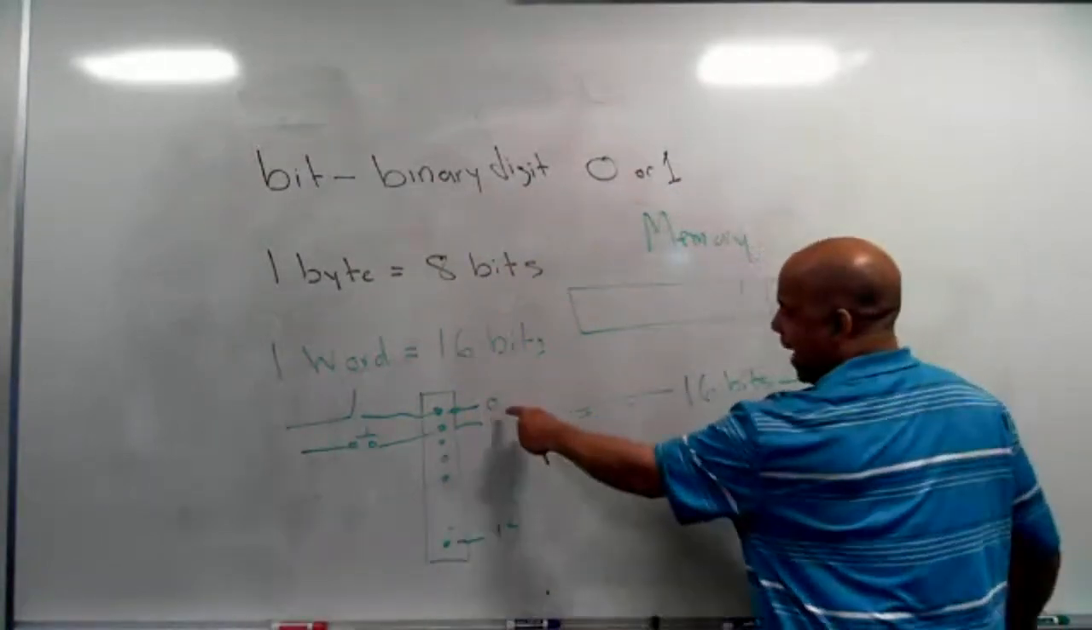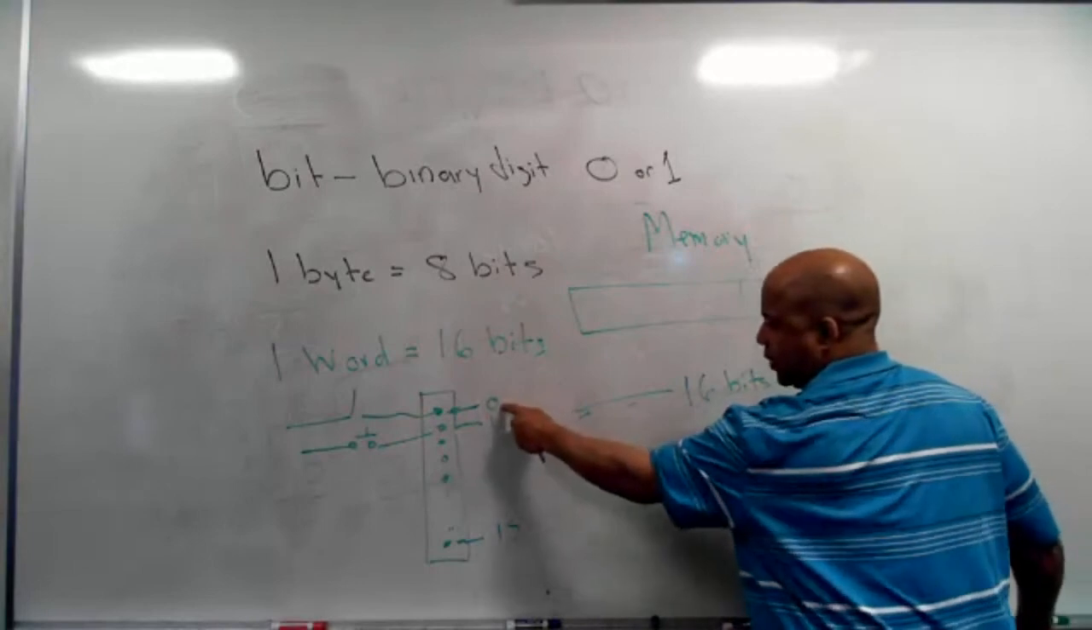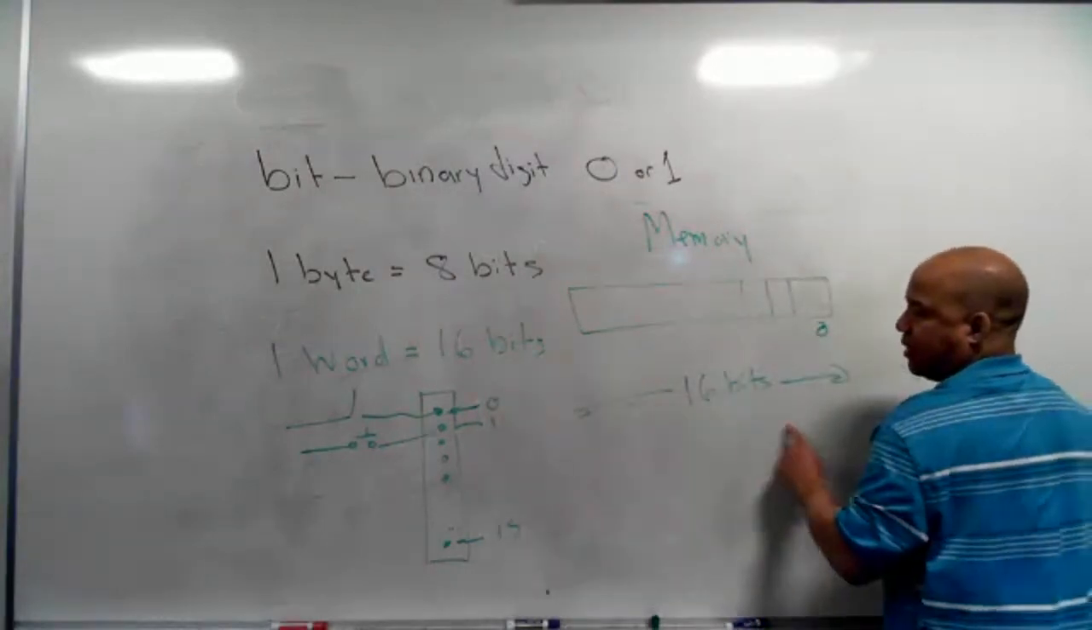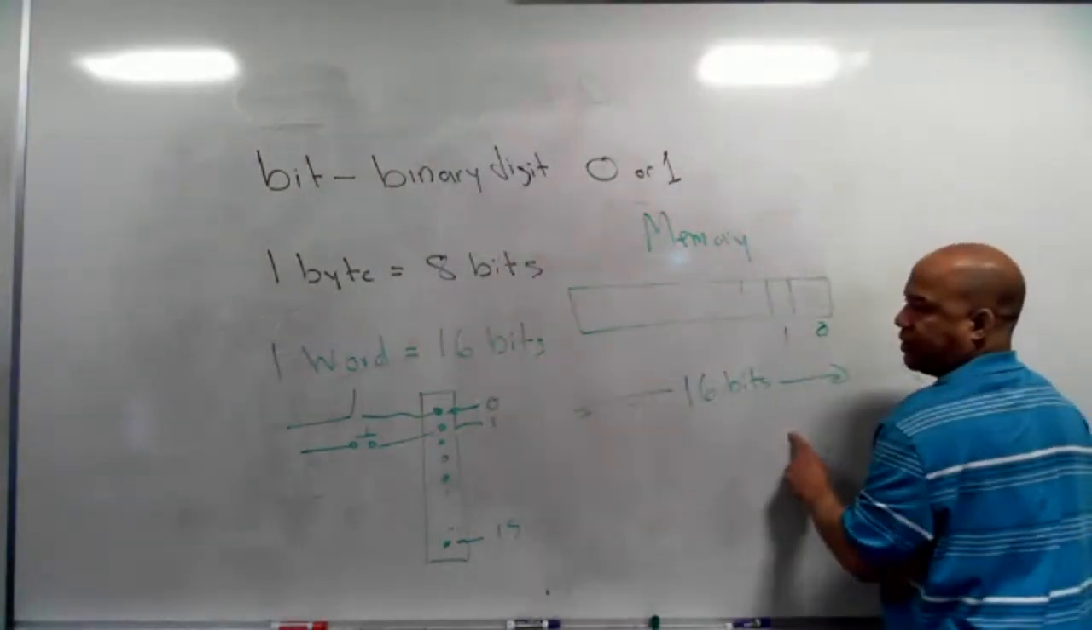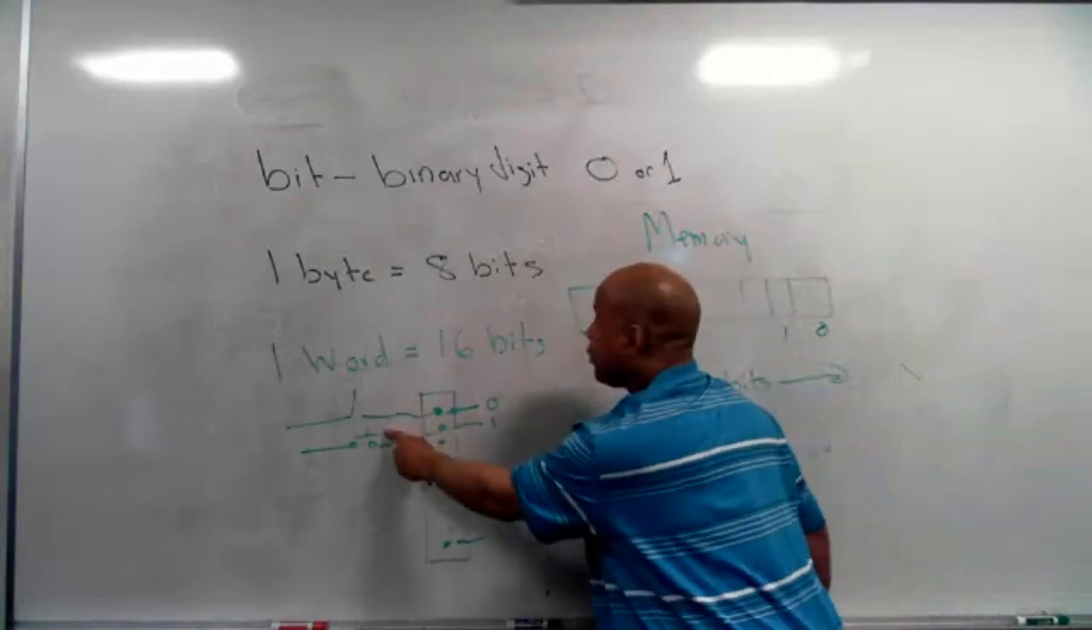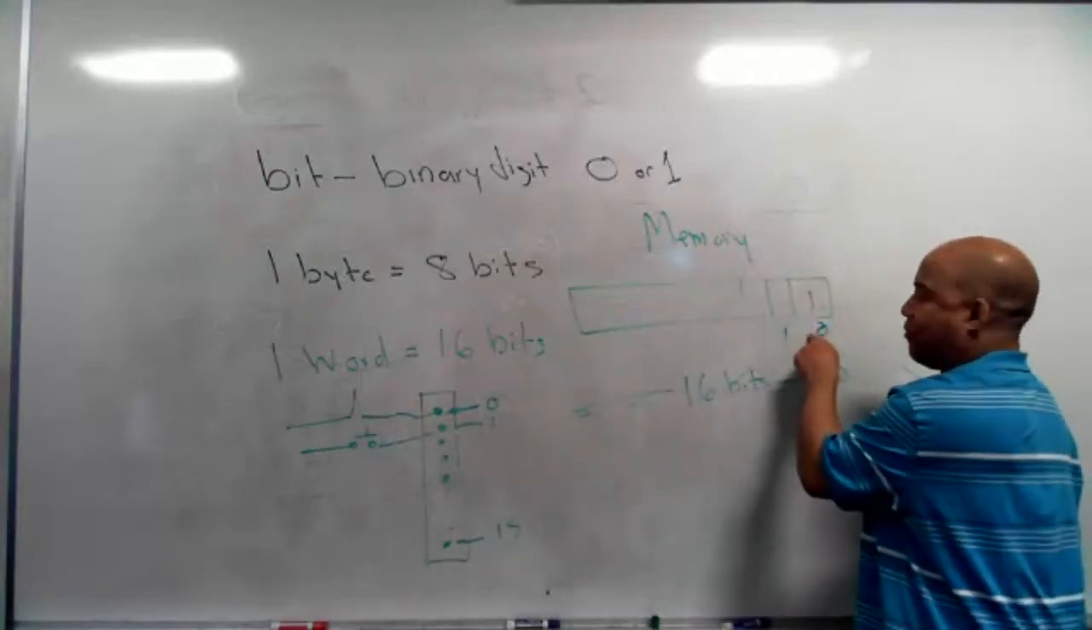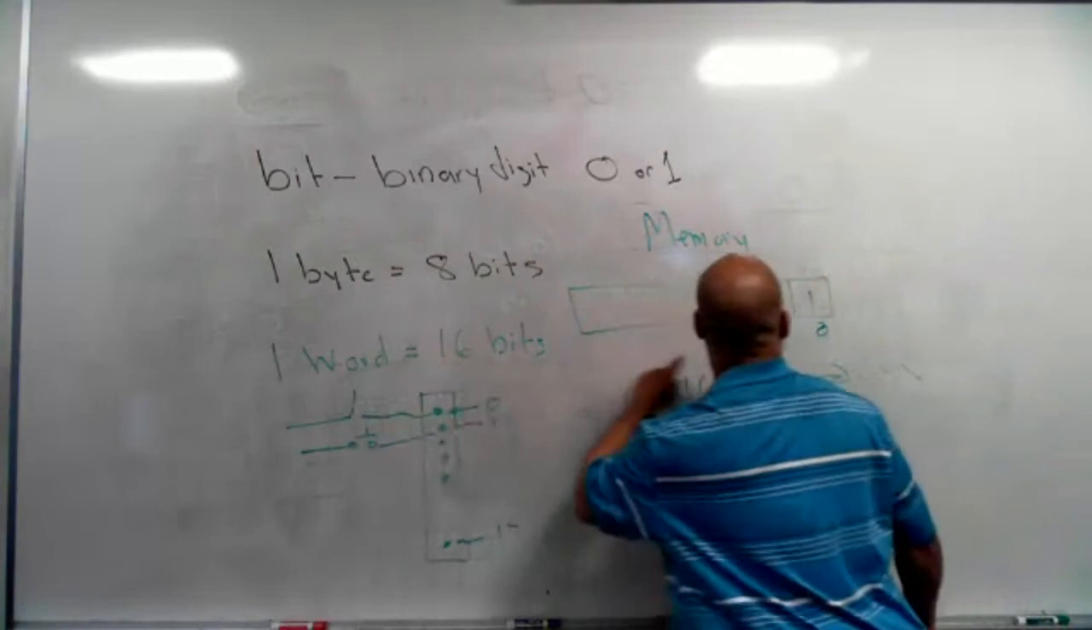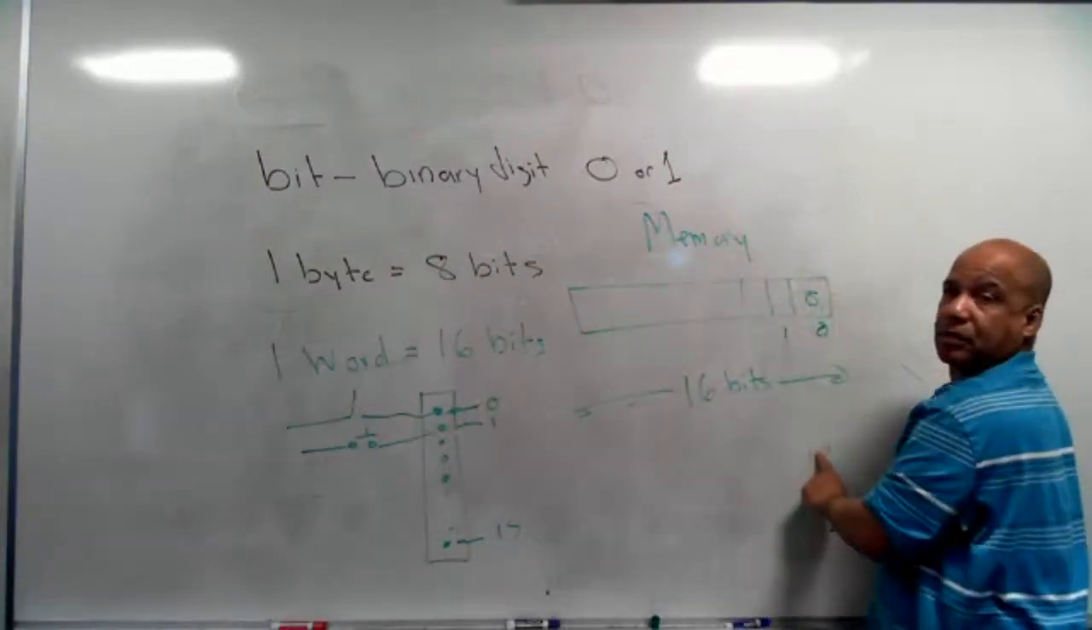But I can map this screw terminal to this bit position, and this screw terminal to this bit position. So when this switch right here is closed, there's a 1 in that register. When I open this switch, there's a 0 in that register.